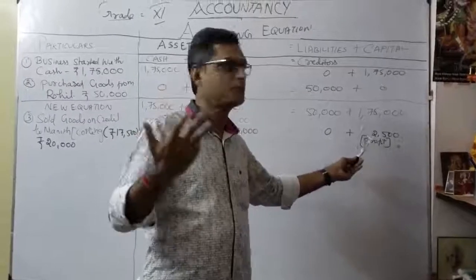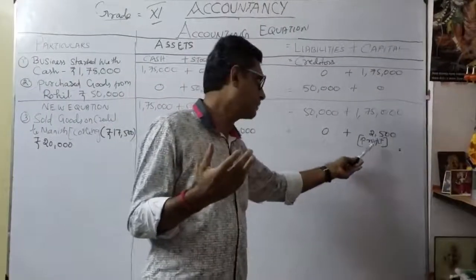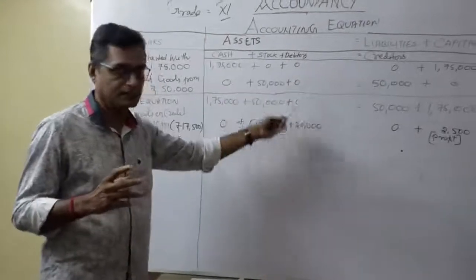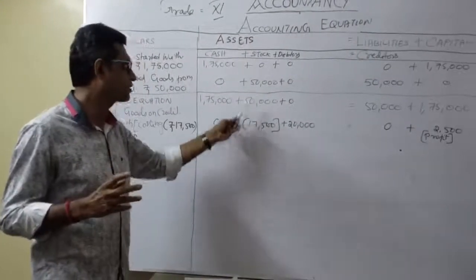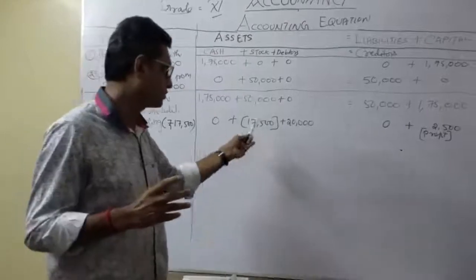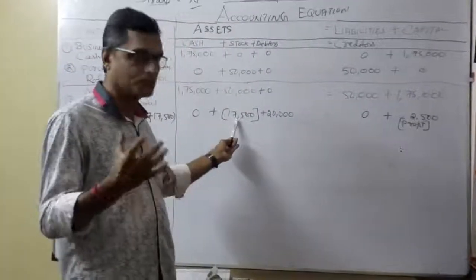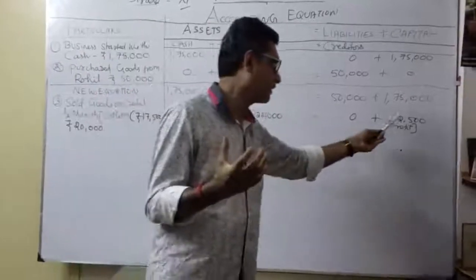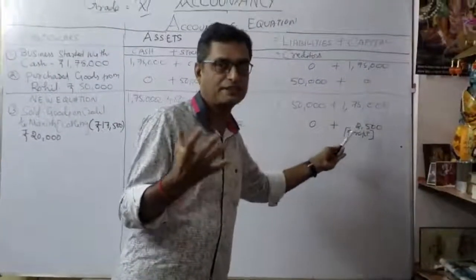When you watch, you will be confused how the 2,500 came. That's why I mentioned the bracket. Now understood? Okay, so 20,000 is shown as debtors, 17,500 is shown as stock. Under that, the 2,500 is the profit on the 17,500 worth of goods I sold for 20,000. The 2,500 is shown under capital as a profit.